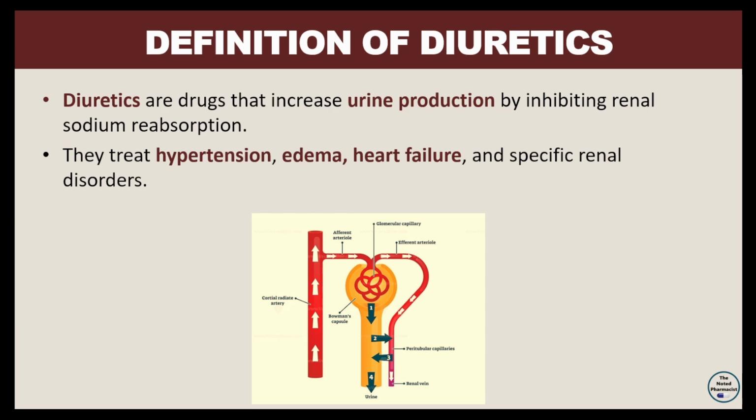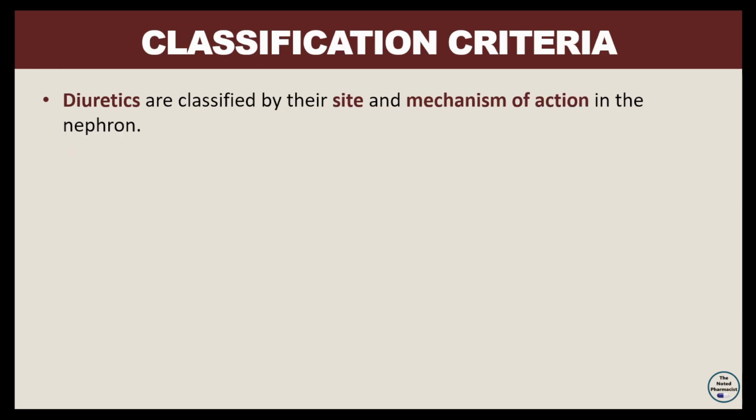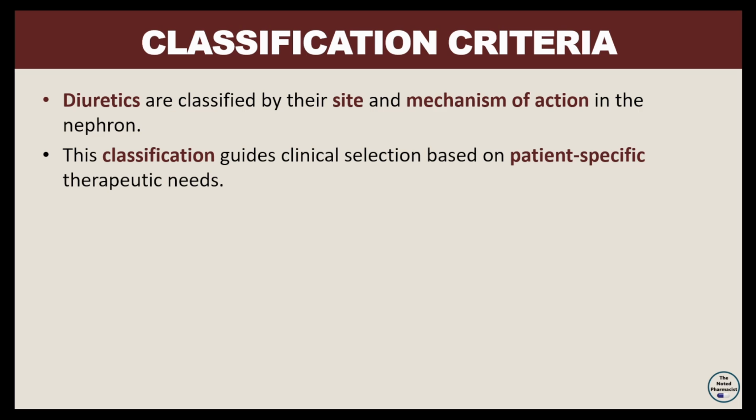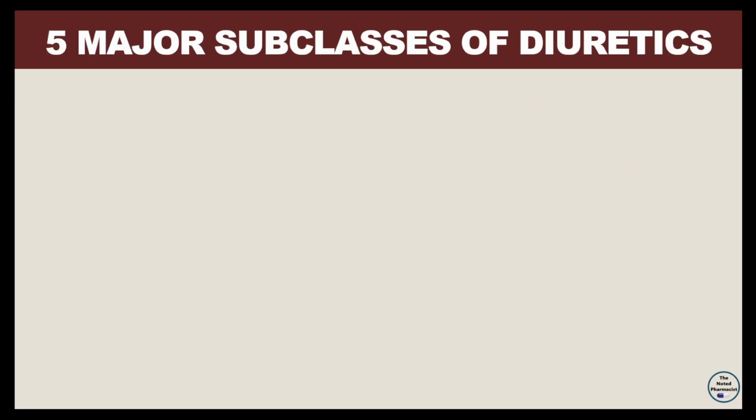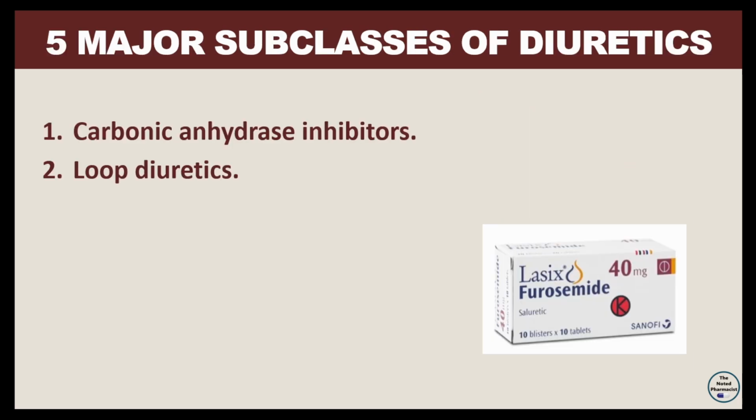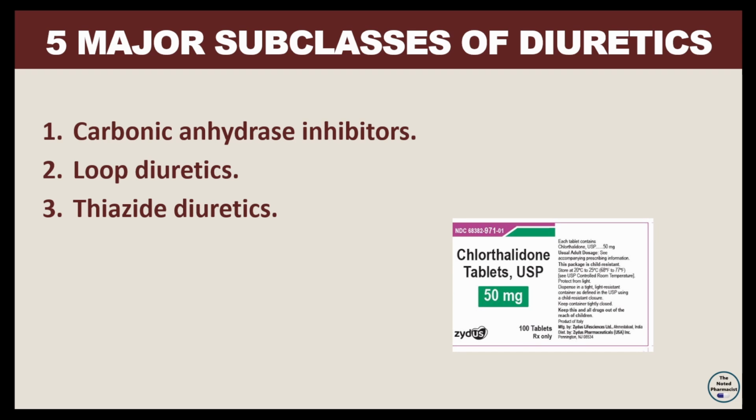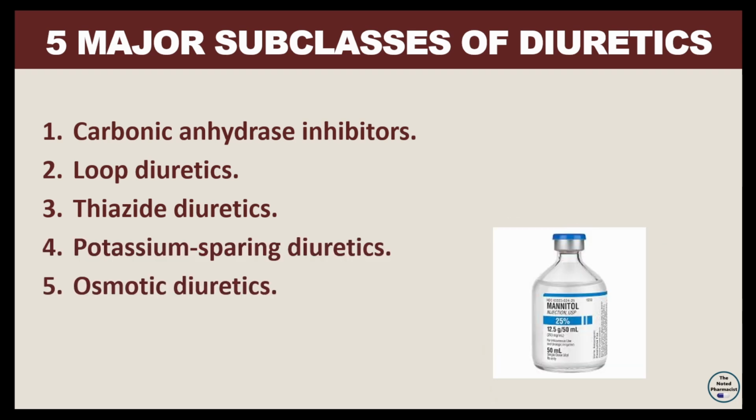The classification of diuretics is based on their site and mechanism of action within the nephron. This classification aids clinicians in selecting appropriate diuretics tailored to individual patient needs and conditions. Diuretics are classified into 5 major subclasses: carbonic anhydrase inhibitors, loop diuretics, thiazide diuretics, potassium-sparing diuretics, and osmotic diuretics.